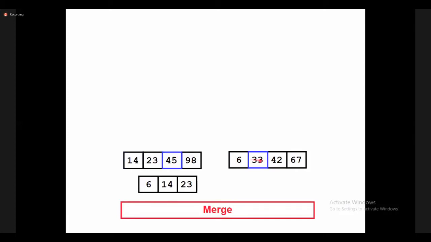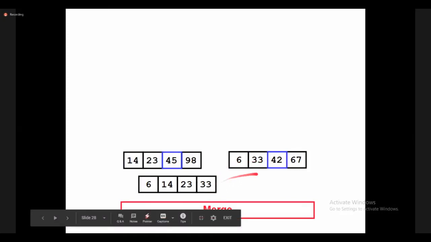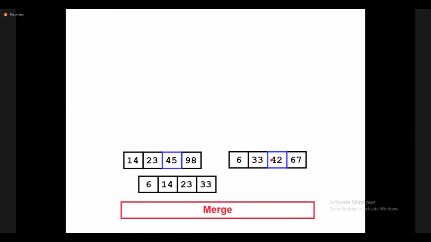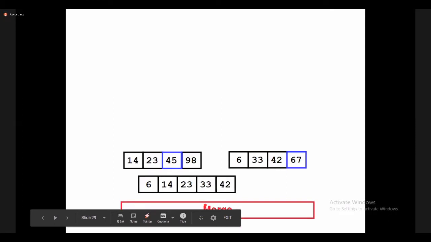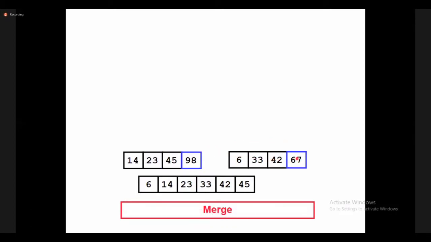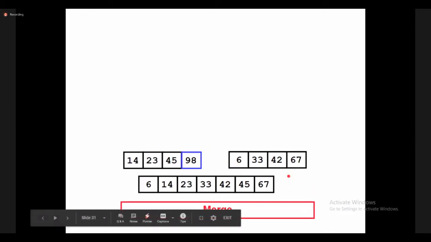Now 45 and 33 comparison. 33 is less, so 33 is moved to the sorted array. In this list control moves one more position to the right side. So 42. Now 42 and 45. 42 is less, so 42 is moved here. Next 45 and 67. 45 is less, so 45 goes here. Now 98 and 67. 67 is less, so 67 is moved, and then 98 directly moves to the sorted array. This is the order.